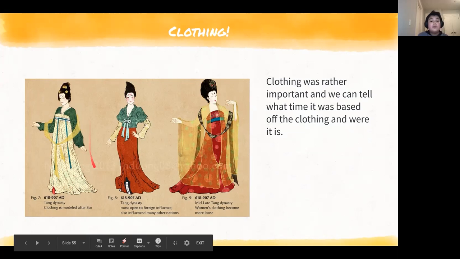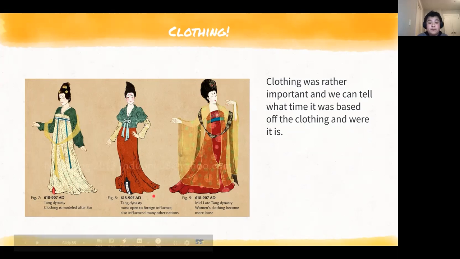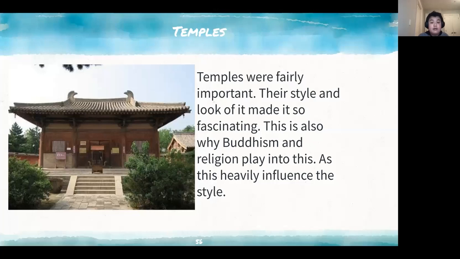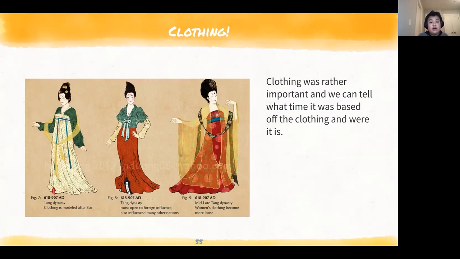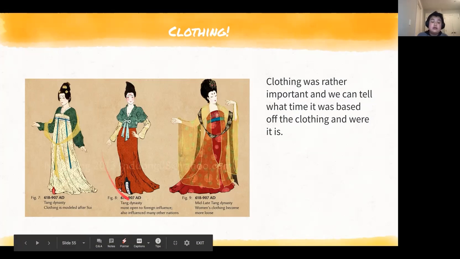And in the middle of the Tang Dynasty, when the Tang Dynasty allowed a lot of these foreigners, like from India, from the Islamic Golden Age, to come to the Tang Dynasty, it was influenced a lot. Their clothing was really influenced. And on the right, this is the late Tang Dynasty, where clothing became more loose, as you can see here. Yeah, does anyone have any questions?